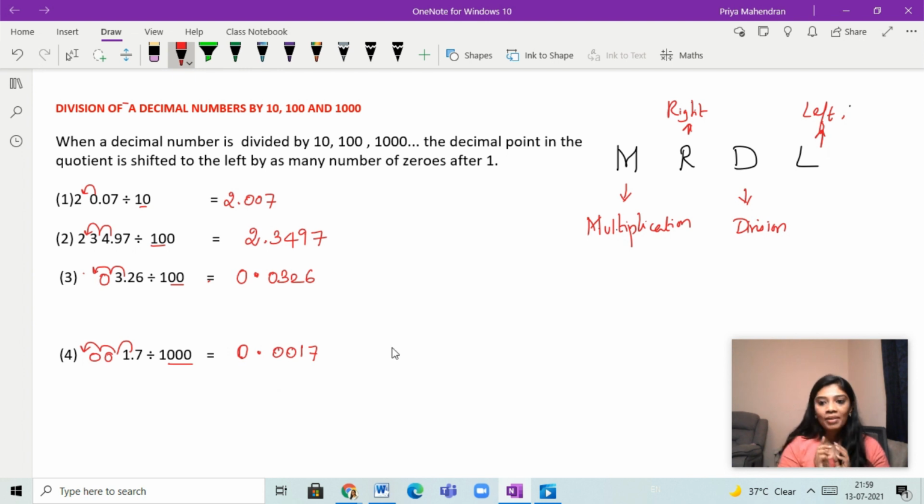Remember the clue MRDL. For multiplication by 10, 100, 1000, the decimal point shifts towards right depending upon the number of zeros after 1. And if it is division of a decimal number by 10, 100, 1000, the decimal point shifts towards left depending upon the number of zeros after 1.